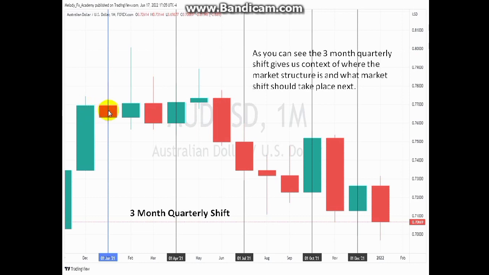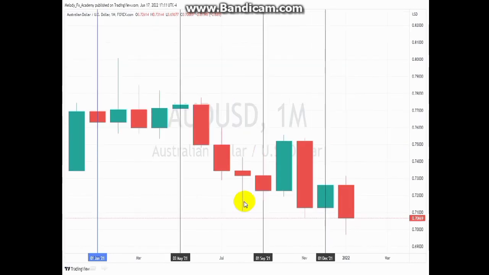So you can see we had a consolidation, a first move as an engineering of liquidity, then we had an expansion, and the next phase is probably a retracement. As you can see, we had the retracement, a little bit of an expansion, then consolidation into the following new year. So now this is how to identify the market quarterly shifts on a 4 month quarterly shift.